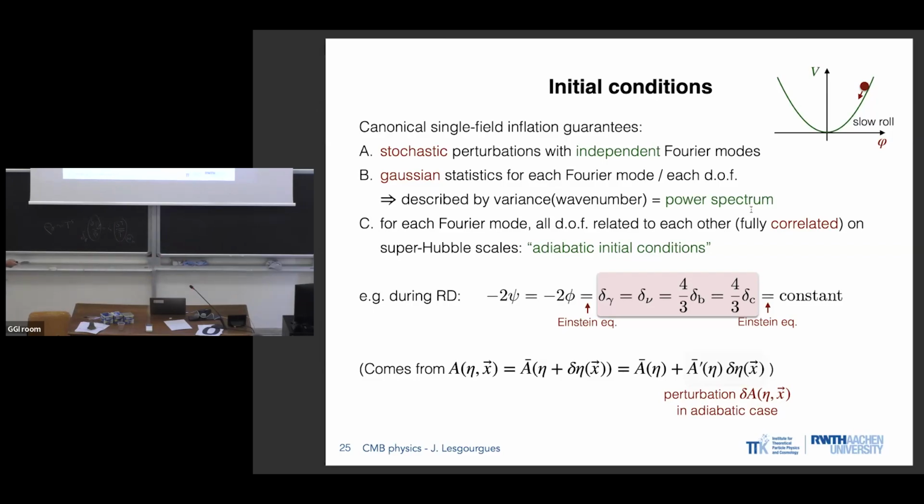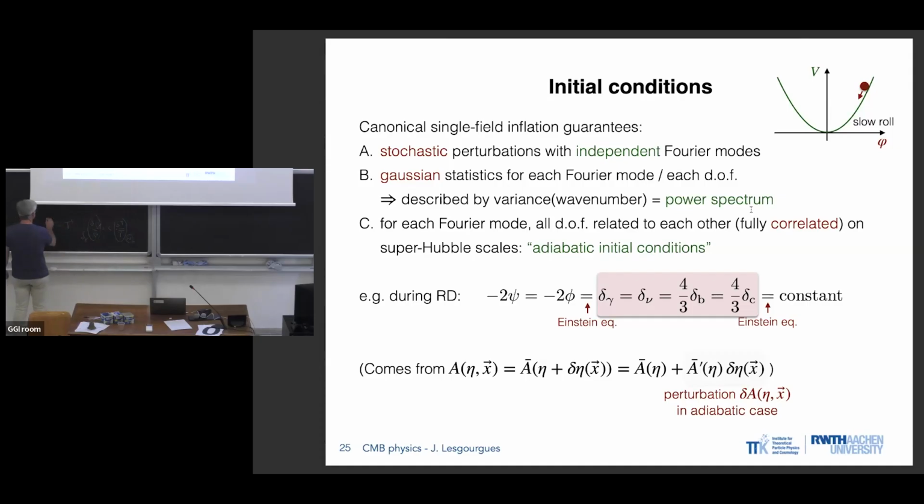You do this for each density perturbation and metric fluctuation, and then it's a trivial exercise to show that you have this kind of relation between the deltas. So delta gamma equals delta nu equals 4/3 delta B equals 4/3 delta C. The 4/3 comes from the fact that photons and neutrinos are ultra-relativistic, while baryons and cold dark matter are not.